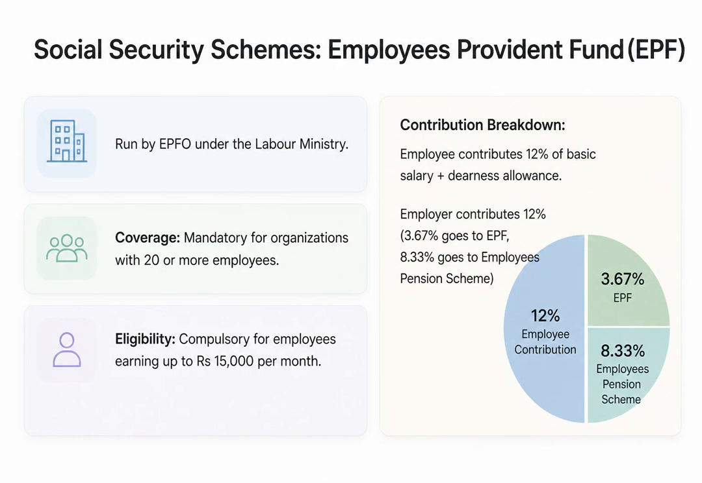For the formal, salaried sector, the Employees Provident Fund, or EPF, is the primary social security net. Any organization with 20 or more employees must offer this. It is mandatory for workers earning up to 15,000 rupees a month. The math works like this. The employee contributes 12% of their basic salary. The employer matches that 12%, but it is split. 3.67% goes to the Provident Fund, while the remaining 8.33% funds the employee's pension scheme.